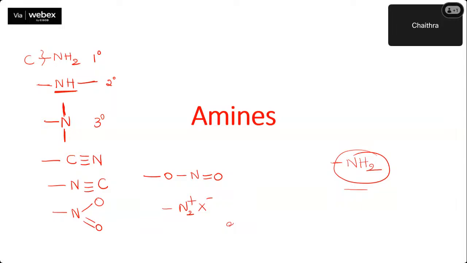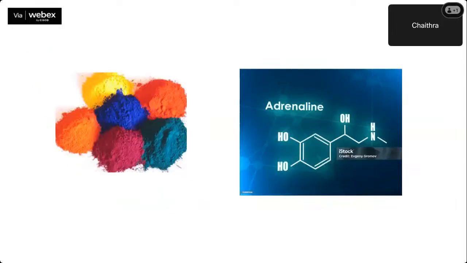Actually, these amines are part of plants as well as animals. Now I have put a few pictures here. If you are able to see this, you can observe these are dyes, artificial dyes, whatever I have written. They are prepared by coupling reactions. In this also you will have nitrogen, or the azo group.